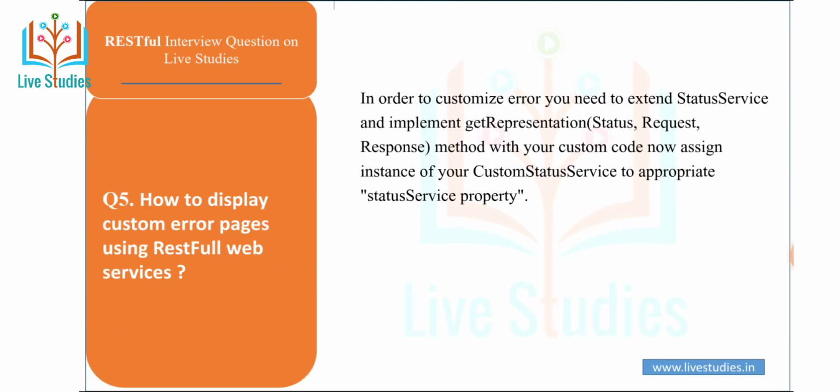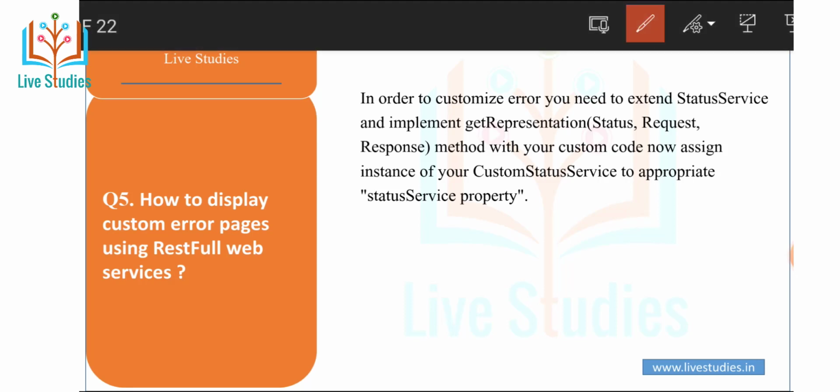Another question is, how to display a custom error page using RESTful web services? In order to customize errors, you need to extend the status service and implement the get representation method, meaning the status, request, response method, with your custom code. Now assign an instance of your custom status service to the appropriate status service properties.